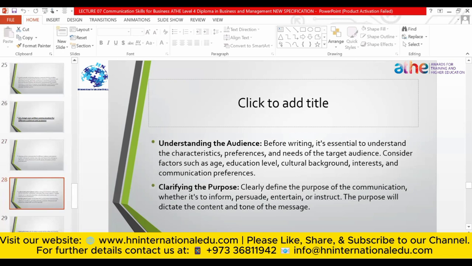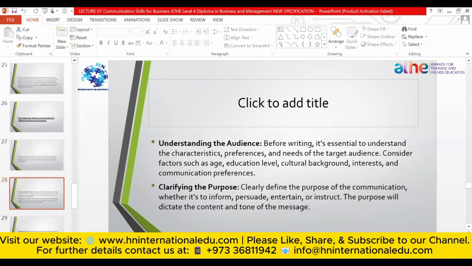Understanding the audience. Before writing, it is essential to understand the characteristics, preferences, and needs of the target audience. Consider factors such as age, educational level, cultural background, interest, and communication preferences. Whenever you want to produce an article or write a story, you always visualize and brainstorm who you are going to write this for.